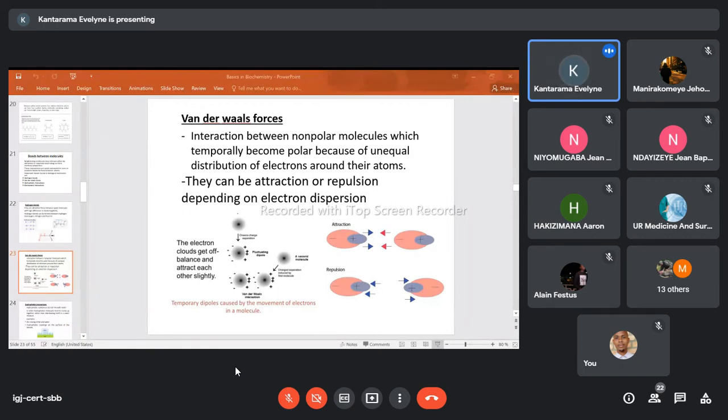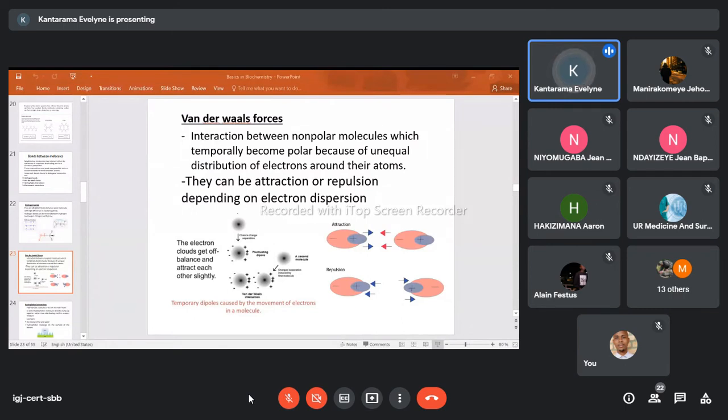Here, the idea behind van der Waals forces is an unequal distribution of electrons around atoms making a molecule. If electrons are distributed on this side, and on the other molecule on this side, there will be attraction. If electrons are distributed so that positive or negative are on this side, there will be repulsion. Is it clear? Okay.